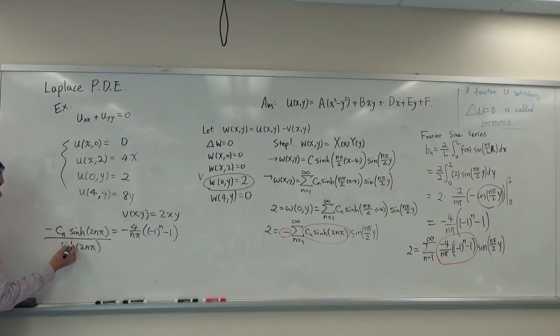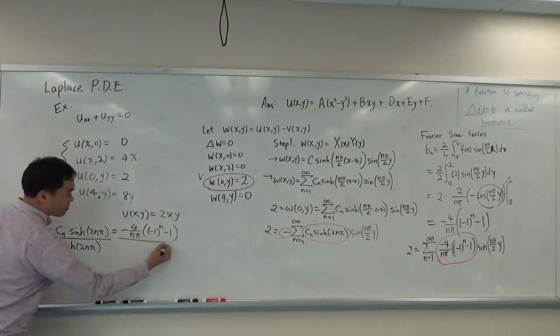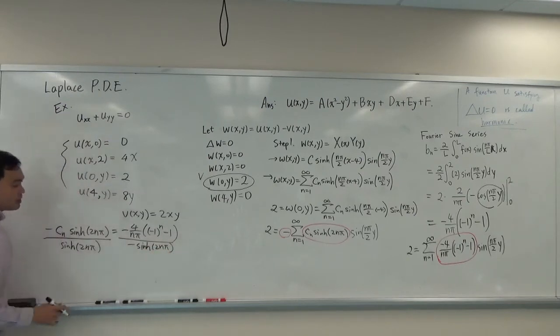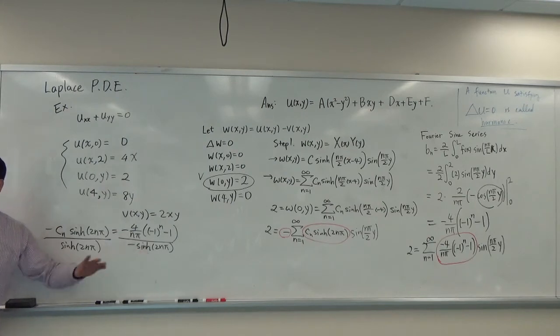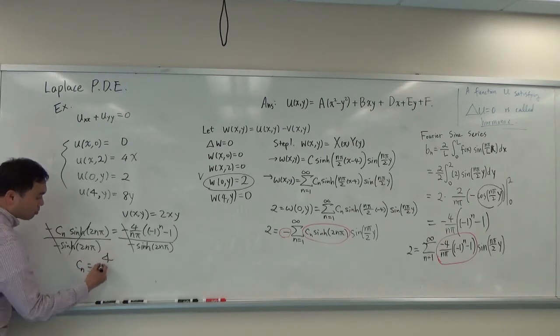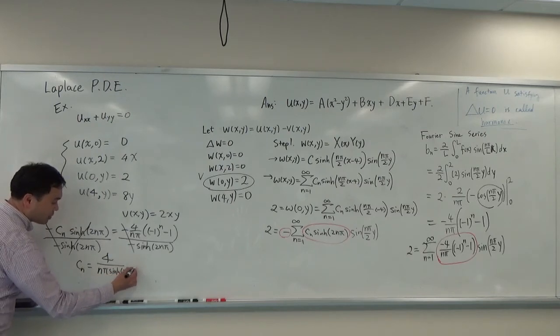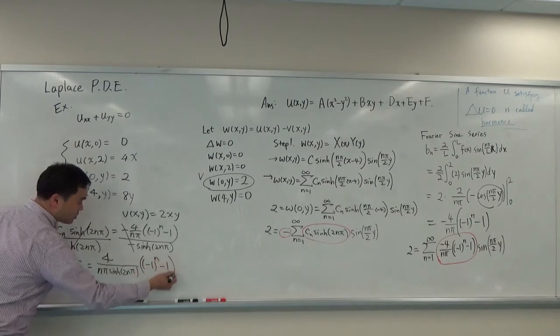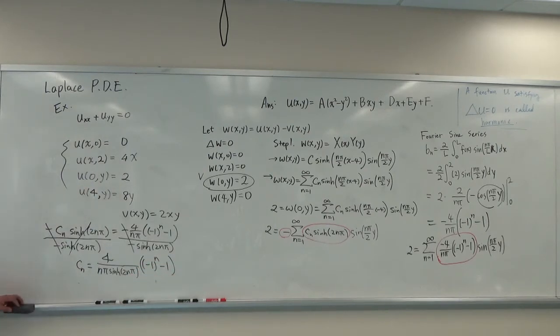My n and h look so similar. Okay, you divide both sides by negative sinh 2n pi. And by the way, sinh 2n pi is never 0. The sinh function is only 0 at 0, otherwise it's never 0. So this is gone. So you get c_n as 4 over n pi sinh 2n pi, and then negative 1 to the nth power minus 1. That's your c_n.